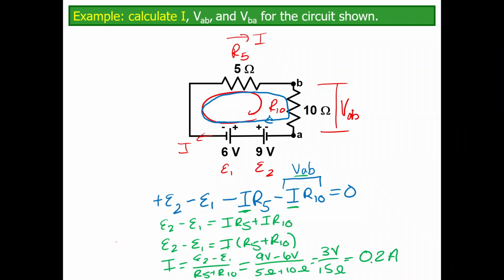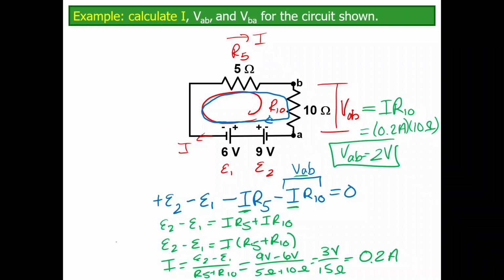It's 0.2 amps. Notice that even though I had numbers for most of this, I did not sub in numbers at the start, because you want to make sure you're showing all of your steps algebraically, plugging numbers in only at the end. So then my VAB, using Ohm's law, is just going to be I times R10. So plugging in I is 0.2 amps times my 10 ohm resistance. VAB is just going to be 2 volts.